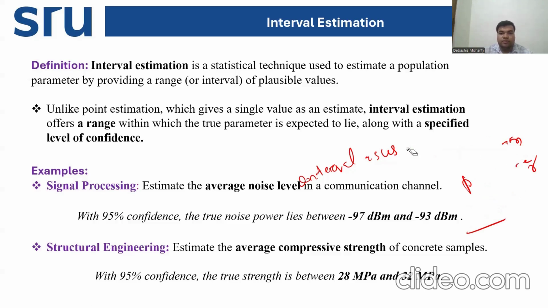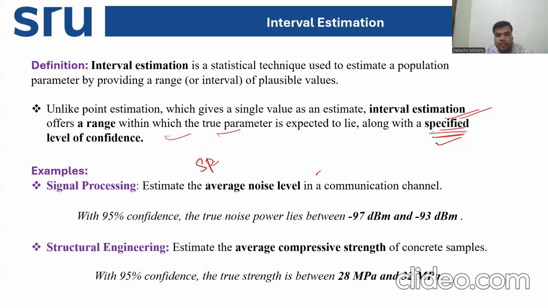So this provides a range that is the outcome of the possible values. These are very important things. Interval estimation offers a range within which the true parameter is expected to lie with a specified level of confidence. So that is basically a specified level of confidence.